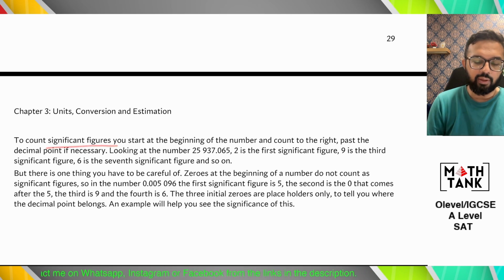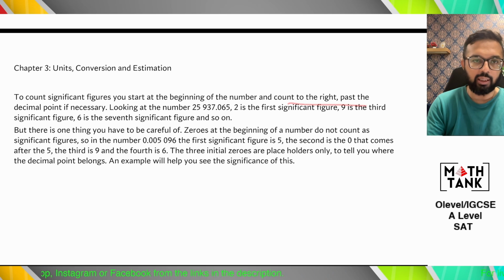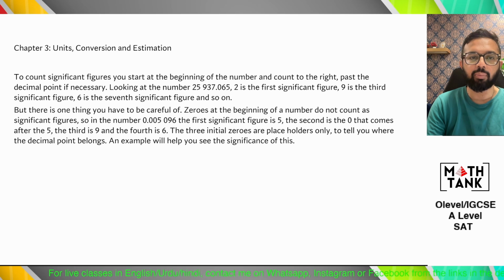To count significant figures, you start at the beginning of the number and count to the right, past the decimal point if necessary, looking at the number 25937.065. 2 is the first significant number, 9 is the third significant, 6 is the seventh significant number, and so on. But there's one thing that you have to be careful of.